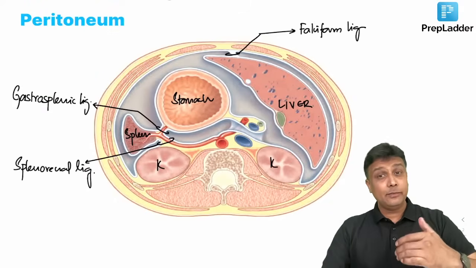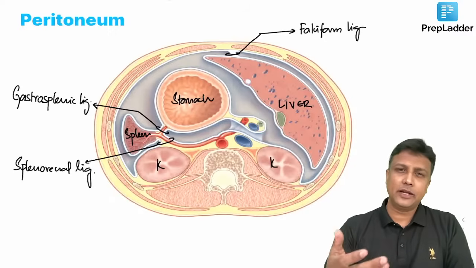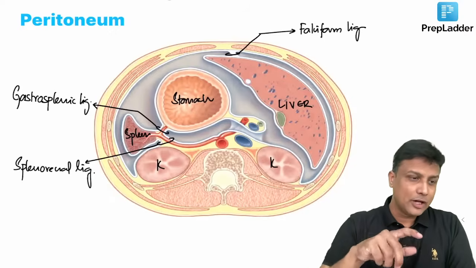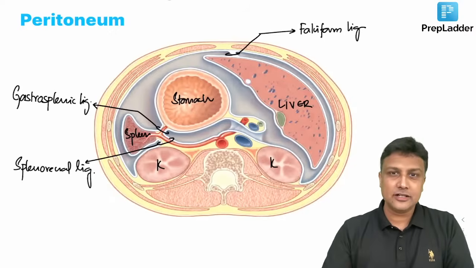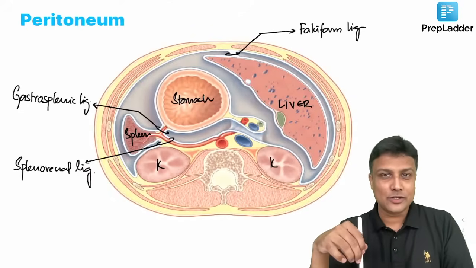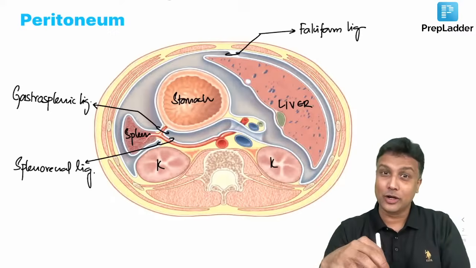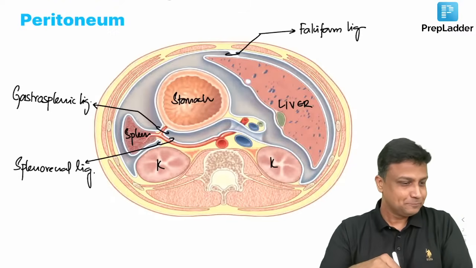The liver develops in the ventral mesentery, whereas the spleen develops in the dorsal mesentery. Now during the rotation of the gut, when the foregut rotates 90 degrees clockwise, the liver goes towards the right and the spleen comes towards the left. That is the rotation of the foregut that we know very well.